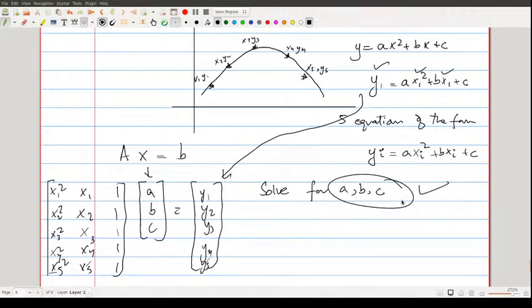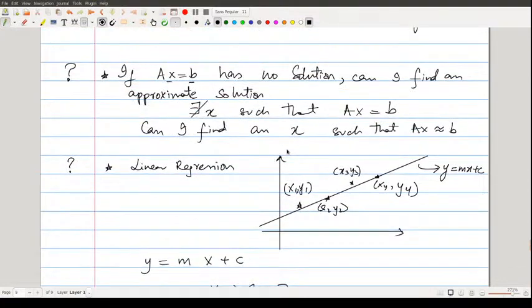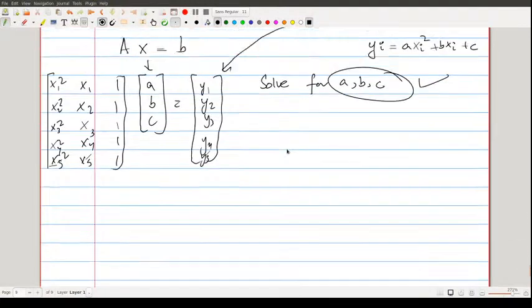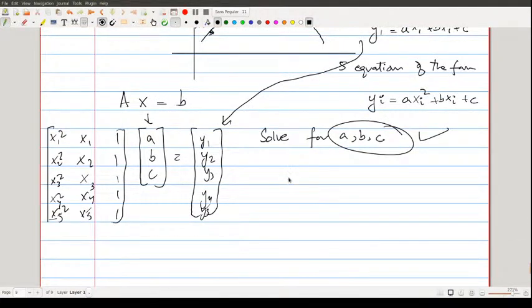So this is something that we're going to take up in the next lecture, trying to find this line of best fit, curves of best fit, trying to do linear regression through these ideas of null space, row space, and so on and so forth. This is something that you've done in statistics, linear regression, but now we're going to do linear regression in matrix form. Okay, that's it for today.